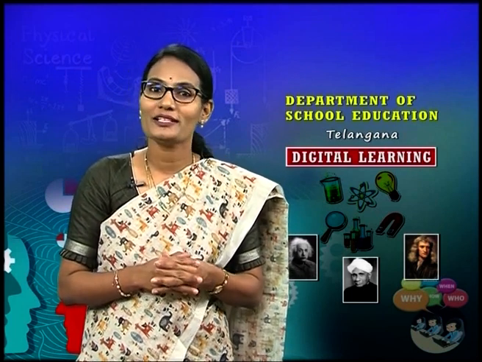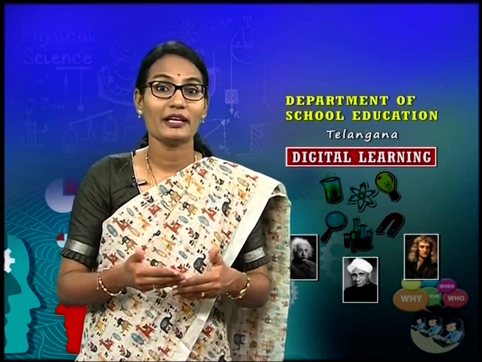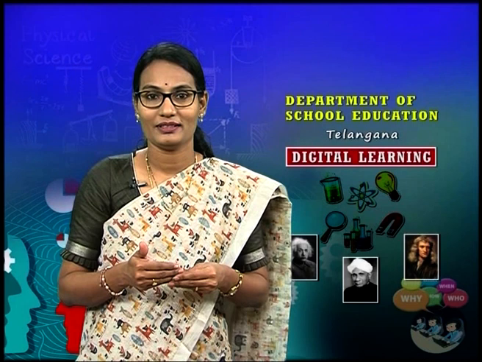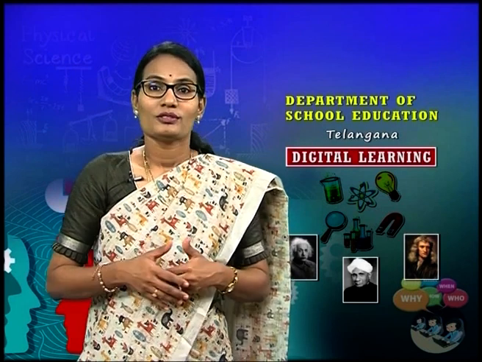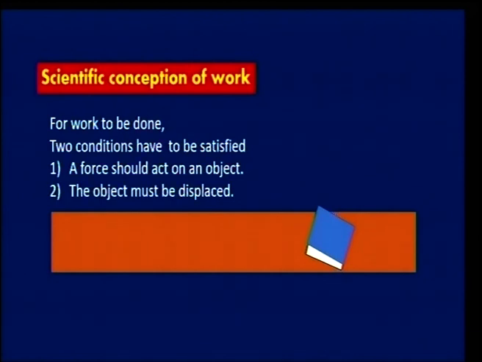So what is the definition of work? What is the meaning of work in scientific conception? Let us try to understand, children. In the scientific conception of work, for work to be done, two conditions have to be satisfied. A force should act on an object, and the second one is the object must be displaced.